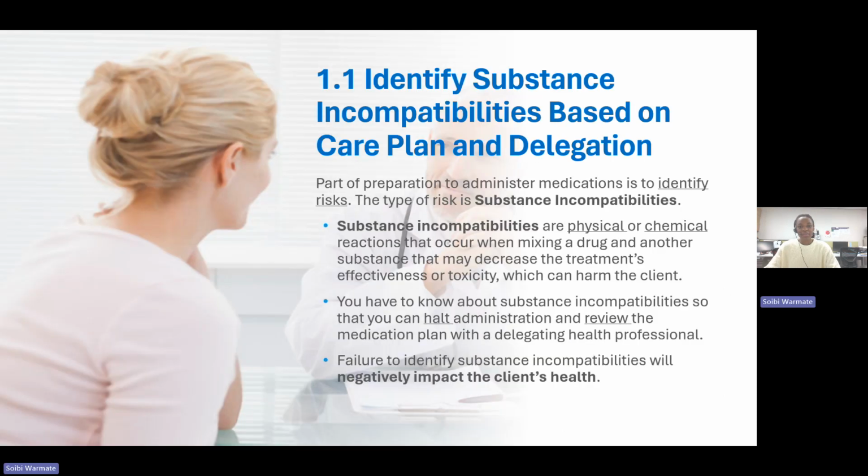Identifying substance incapability based on care plan delegation. So, substance incapabilities are physical and chemical reactions that occur when mixing a drug and other substances that may decrease the treatment effectiveness or toxicity, which can be harmful to the client. When you know about the substance incapabilities, you can withhold the medication and notify the delegating health practitioner immediately. Failure to identify substance incapabilities will negatively impact the client's health.